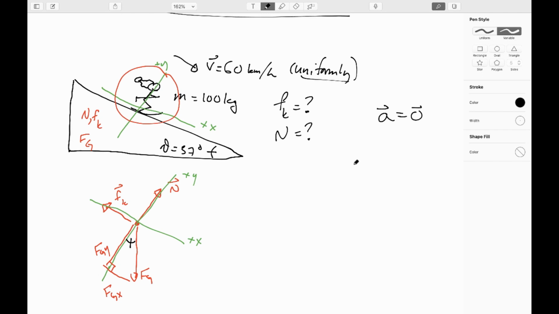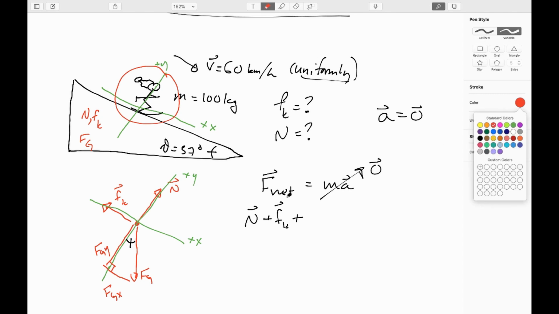All right, so with that, let's go ahead and write down Newton's second law of motion for this. So that's going to be F_net equals ma, and here a is 0, so that'll just make our lives a little easier. My forces are the normal force, kinetic friction, and gravity.